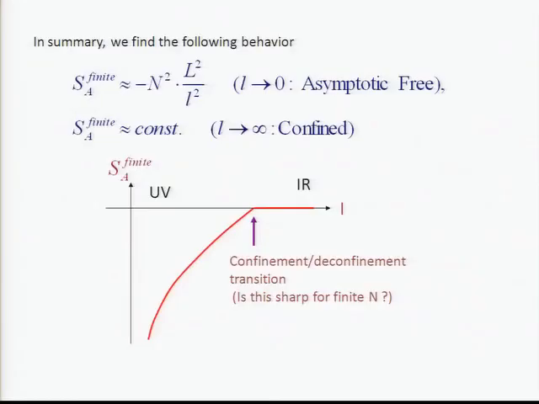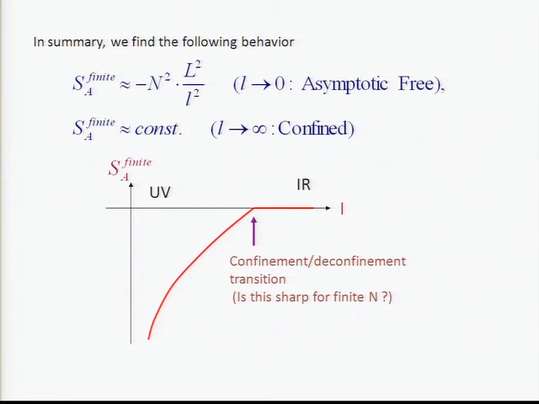So in summary, we get this kind of result. L goes to 0, which is the asymptotically free, UV region. You have non-trivial, power-law dependence, like a CFT. And for large L, we go to just a trivial, constant contribution. But this kind of sharp transition, of course, should be true only in the large N limit.